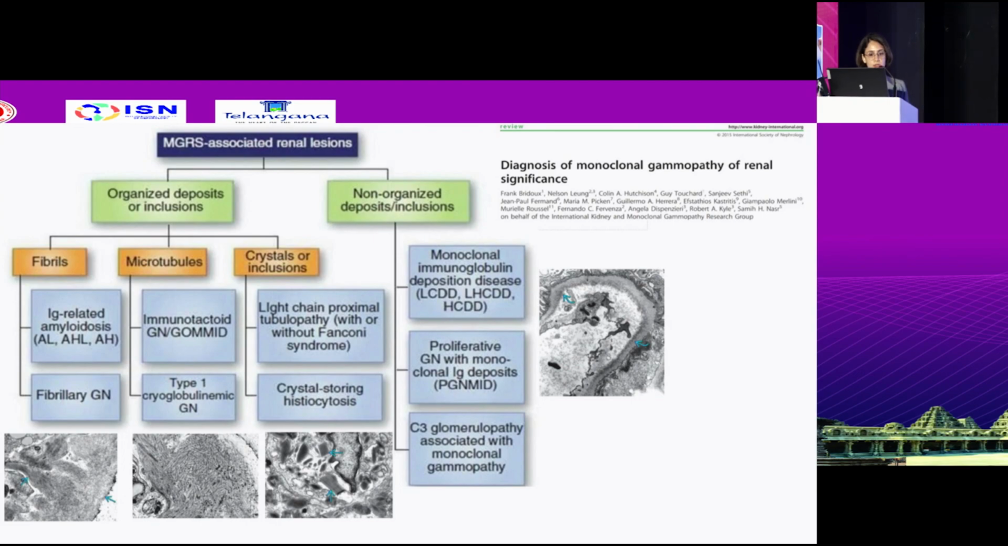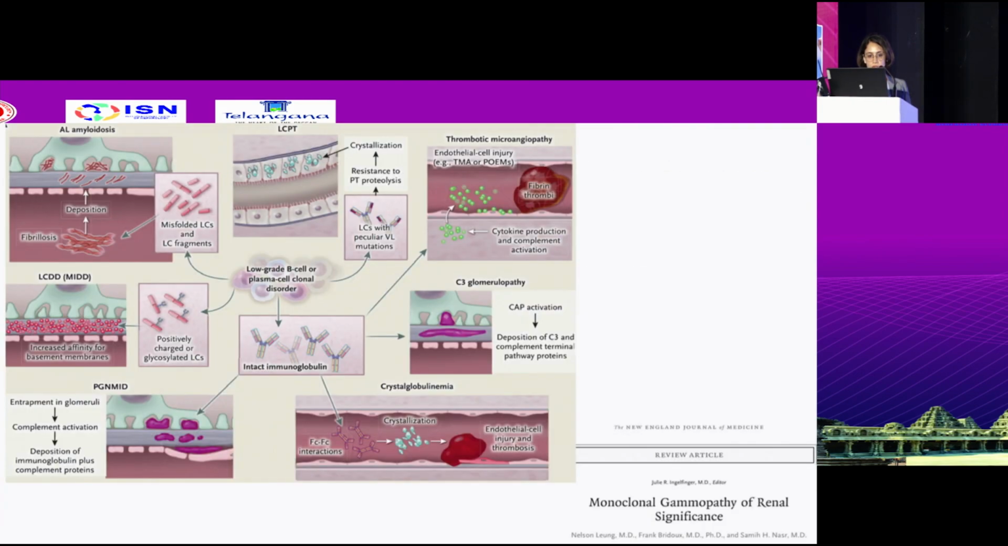So based on the physicochemical properties of these immunoglobulins, they deposit in different ways. And in case of LCDD, because they are positively charged or glycosylated, they deposit on the negatively charged basement membranes.